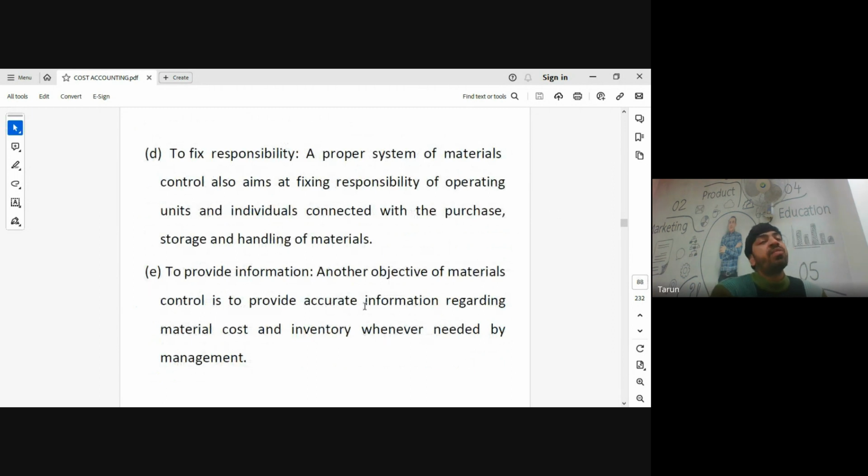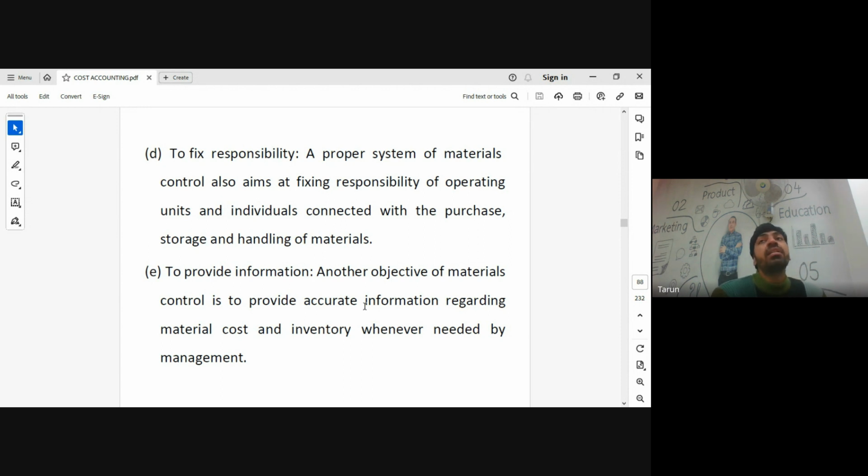The next objective is to fix the responsibility. It's not about the responsibilities of the materials. It's about how you portray the responsibilities of the various individuals, through any physical checking, and how they store or handle the materials. So it is very important to fix the responsibilities of the individuals or the responsible persons, so that they can connect with the purchase quality, with the storage, and how they handle the materials of a business organization.